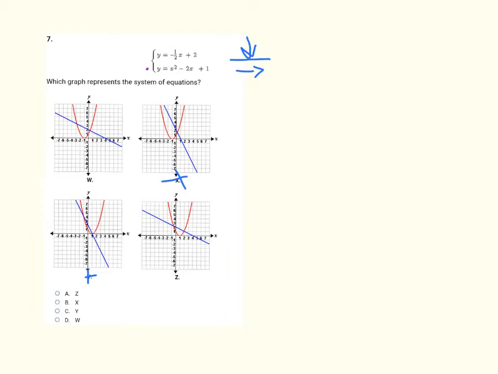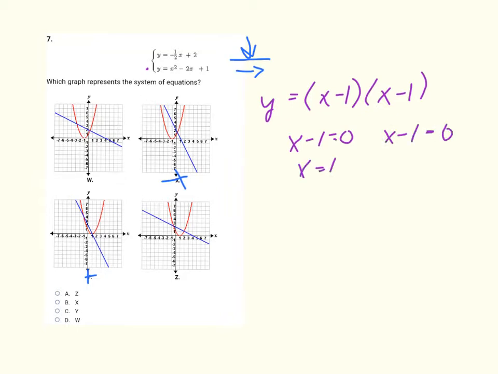So now let's look at our quadratic. Once again, I'm going to have to factor that, and this factors into x minus 1, x minus 1, and I'm going to set each of those equal to 0 and solve to find my x-intercepts. So here, x equals 1 and x equals 1. I get the same answer. That's fine. That just means that my U is only going to touch the graph at positive 1.